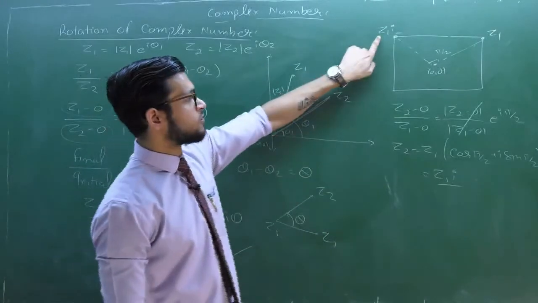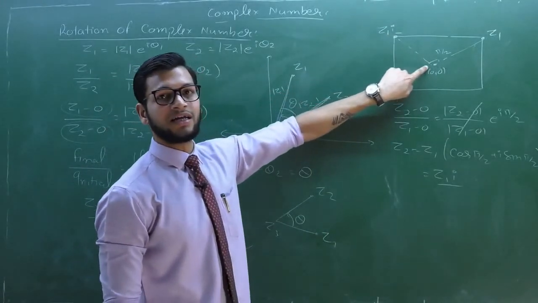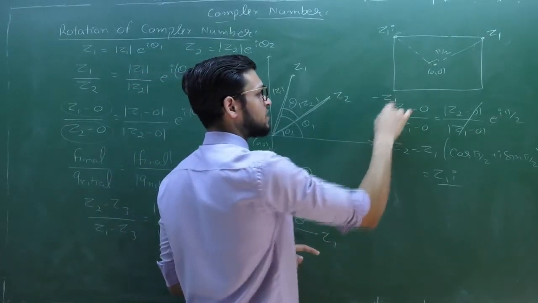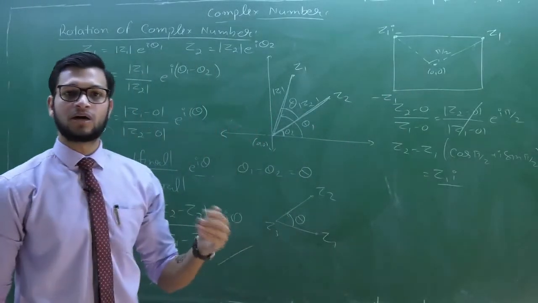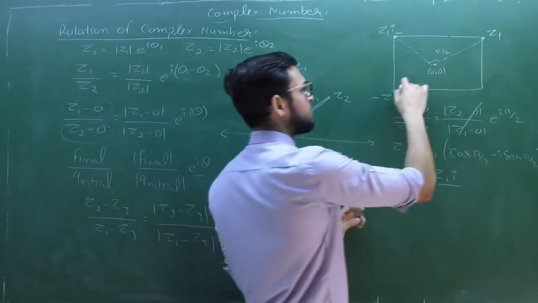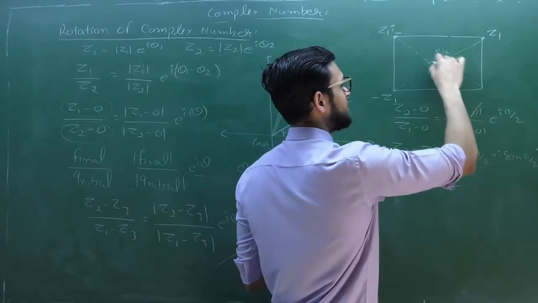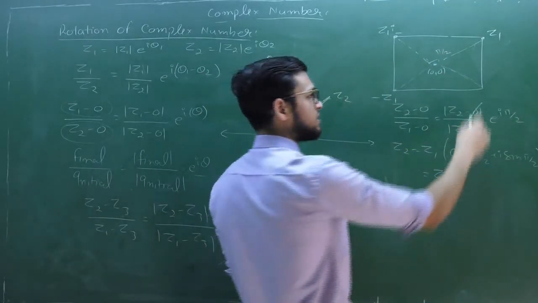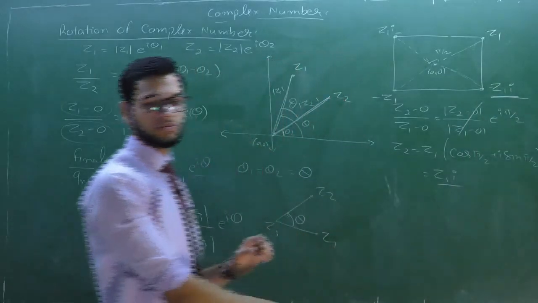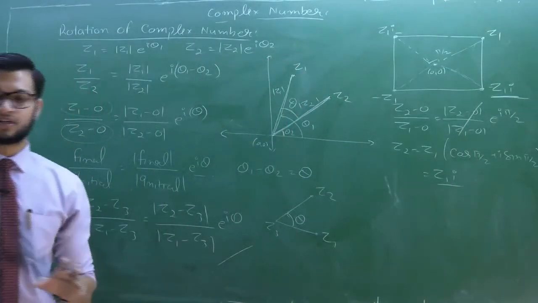Now again, if we rotate this term about origin in anti-clockwise direction by 90 degree, then we have this complex number as minus of z1, because z1 iota multiplied by iota is minus of z1. Again, if we rotate this complex number by 90 degree in anti-clockwise direction, then we have this vertex, and this vertex will be equal to minus z1 multiplied by iota. Guys, is it clear for all?